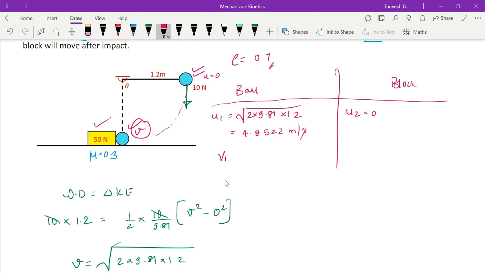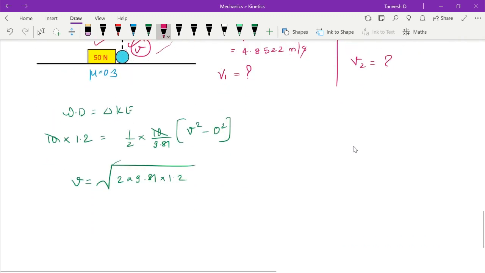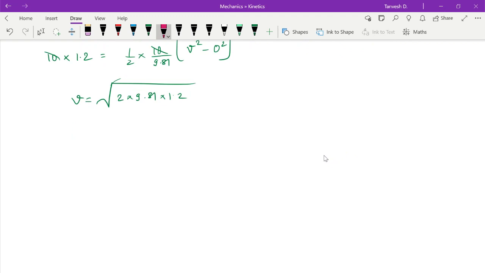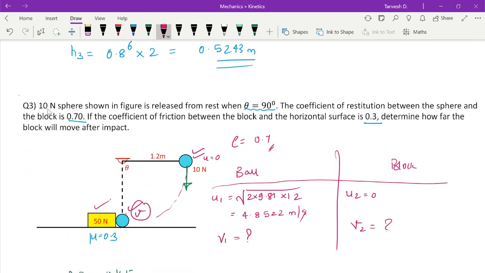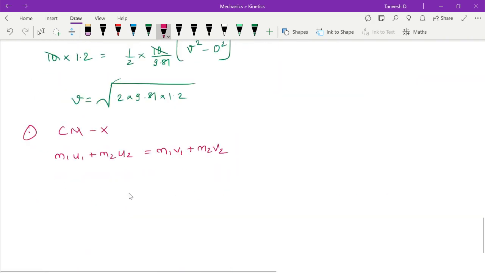What is the final velocity of the ball? We do not know. The final velocity of the block we also do not know. So let us solve it. I'll be using the conservation of momentum in the x direction and the coefficient of restitution formula. Conservation of momentum in the x direction: m1 u1 plus m2 u2 is equal to m1 v1 plus m2 v2. We have been given the weights. A 10 Newton sphere is there, and the weight of the block is 50 newtons. It's given here, so we can use 10 and 50.